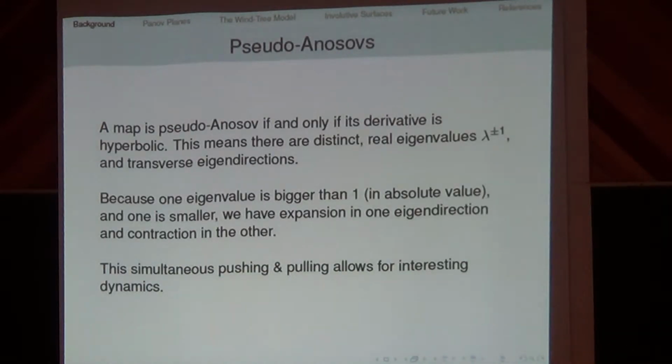And the other maps I care about are pseudo-Anosovs. So in general, a pseudo-Anosov is a map that comes with two transversal foliations. My fingers are like these, they're pointing in different directions. In one foliation, the map acts as a contraction, and in the other foliation it acts as an expansion. In the case of these affine diffeomorphisms, this happens if and only if the map has a hyperbolic derivative.